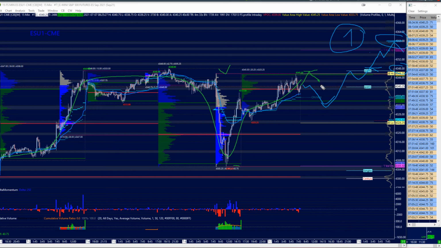mean revert, which is most traded price of the last few days at 25. And my mean reversion scenario 2 is to test the 30 zone, test at 25, which is also the overnight low. Take out the overnight low.